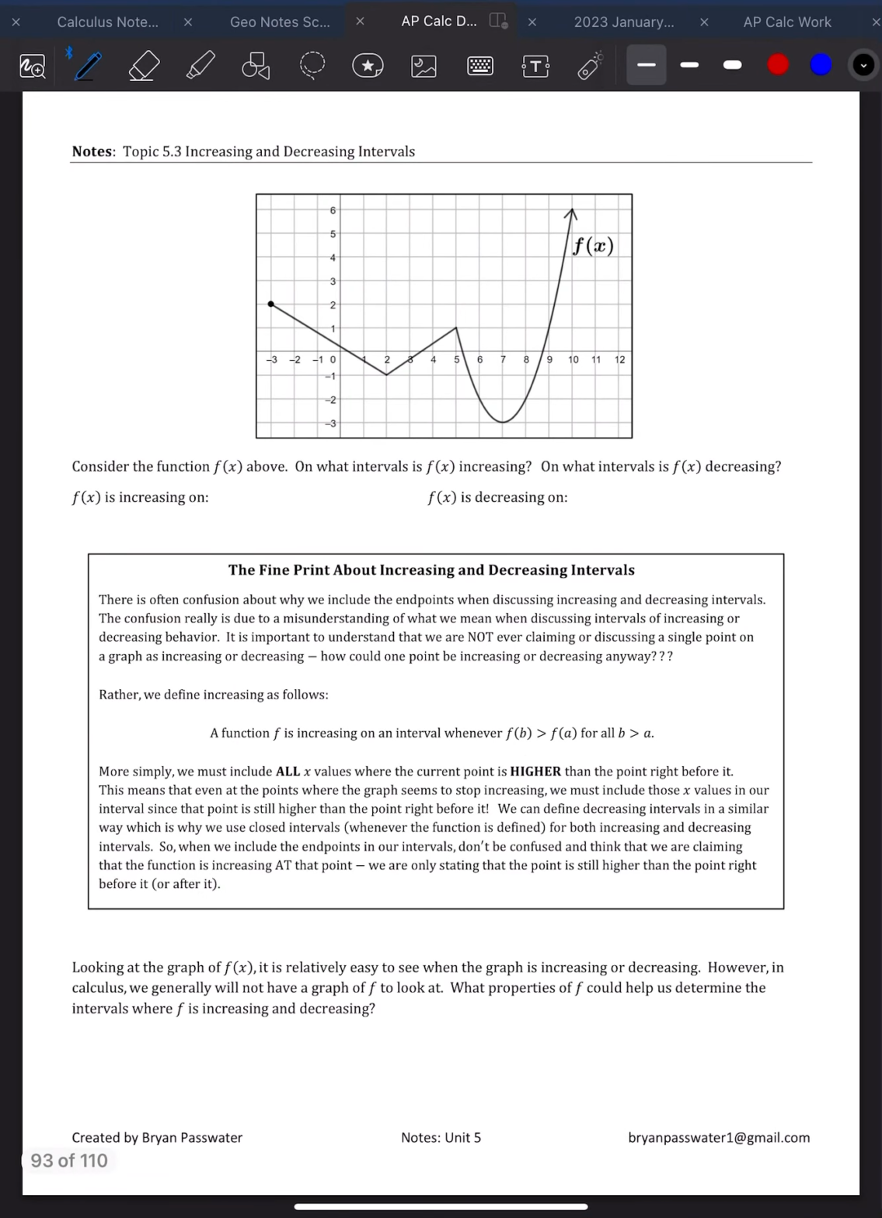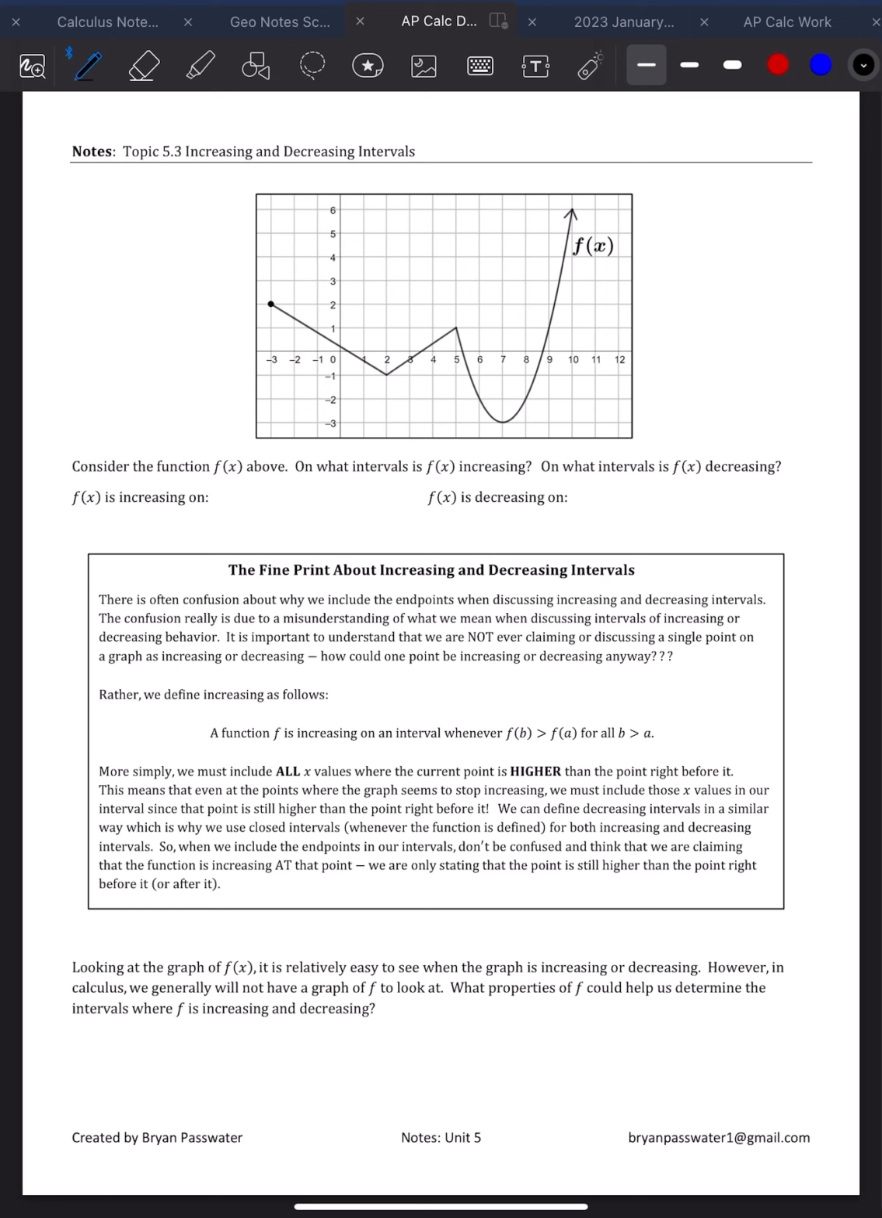Today we're going to be talking about increasing or decreasing intervals. So when we're talking about increasing or decreasing, what we're really looking at is the slope of a function. So consider the function f of x above. On what intervals is f of x increasing? On what intervals is f of x decreasing?